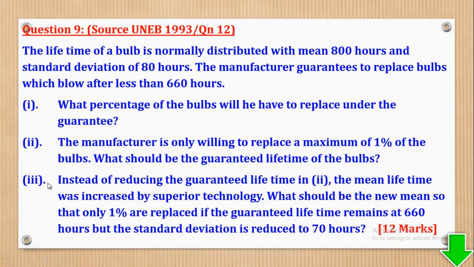So now we shall go to Roman 3. Roman 3 says that instead of reducing the guaranteed lifetime as in Roman 2, the mean lifetime was increased by superior technology. What should be the new mean so that only 1% are replaced if the guaranteed lifetime remains at 660 hours, but the standard deviation is reduced to 70 hours? So here the mean is what they want, the standard deviation is 70 and the x is 660.